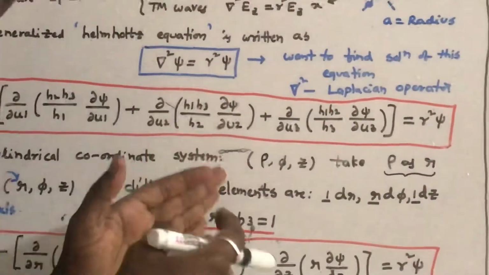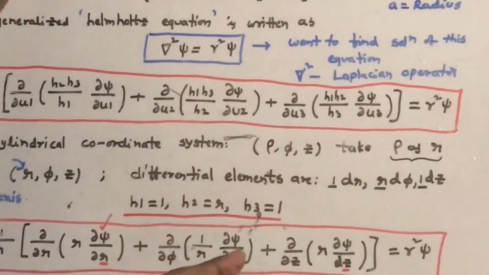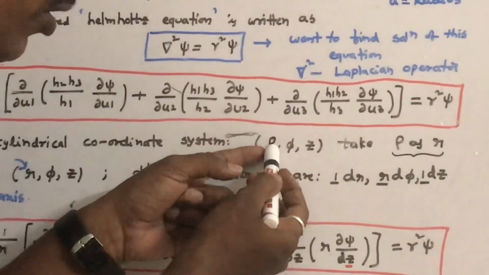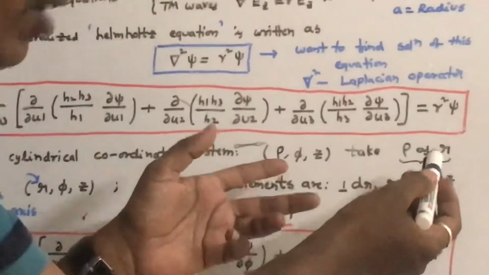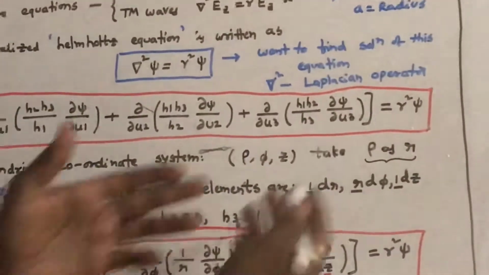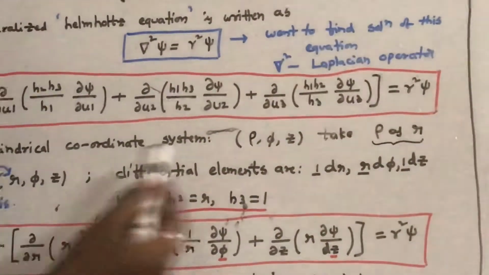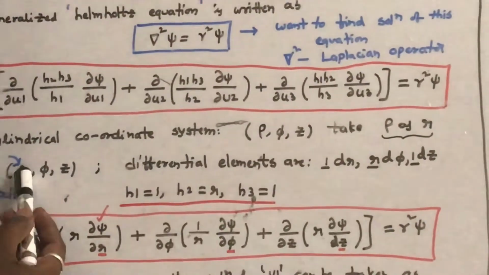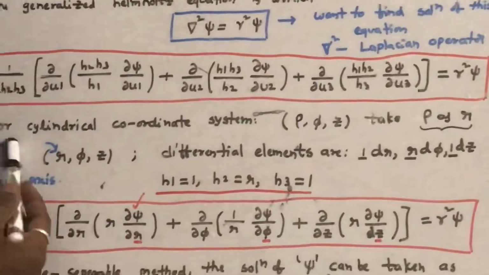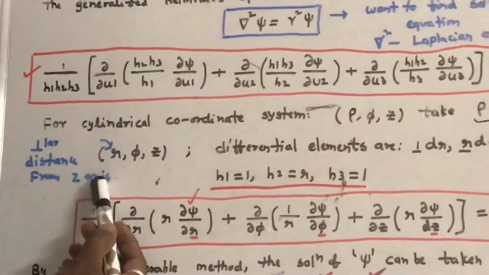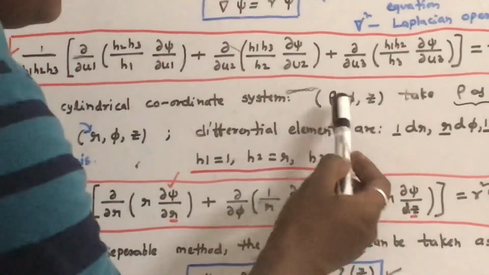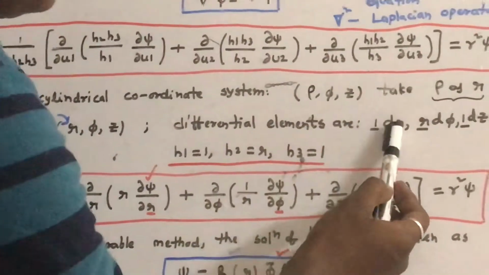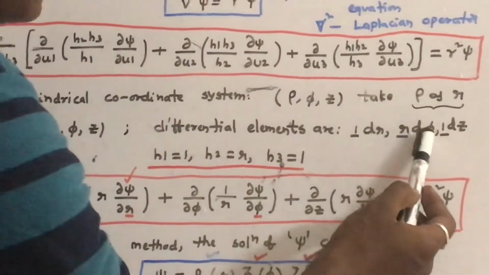Because we are no more using the spherical coordinate system, I take rho as r, where r represents the perpendicular distance from the z axis. Just replace rho by r. So in place of rho phi z, I am taking r phi z, where r is the perpendicular distance from the z axis as per the same definition. So what are the differential elements? d rho or dr, rho d phi or r d phi, dz.